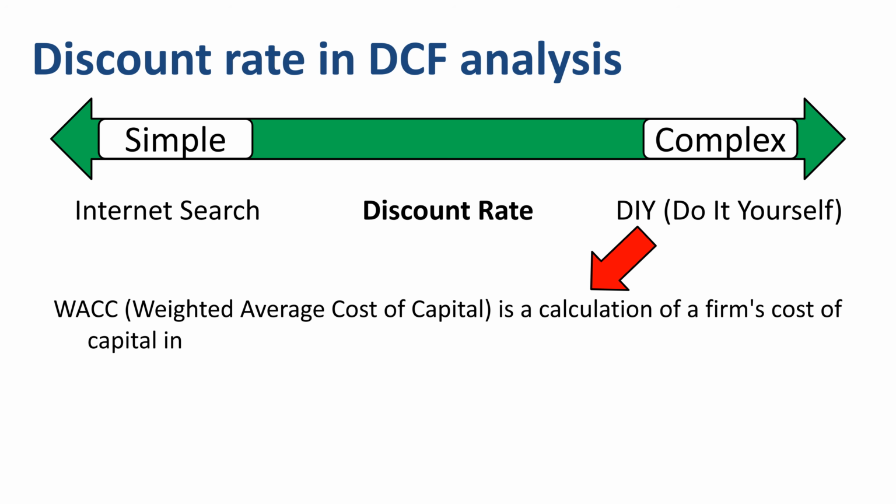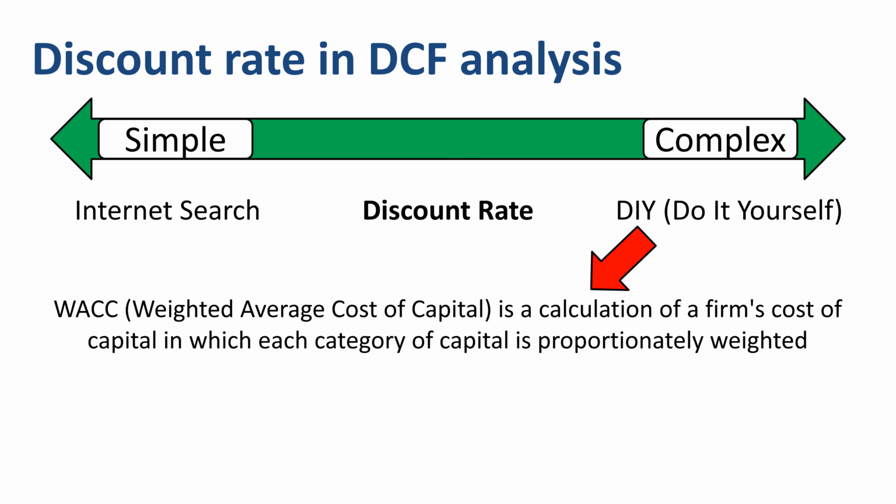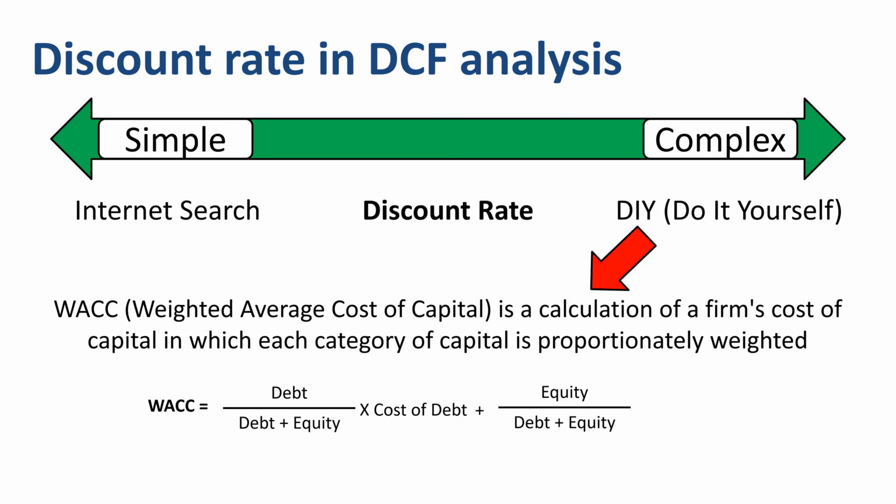WACC is a calculation of a firm's cost of capital in which each category of capital is proportionally weighted. WACC equals the market value of a firm's debt divided by the market value of both debt and equity times the cost of debt, plus the market value of a firm's equity divided by the market value of both debt and equity times the cost of equity.